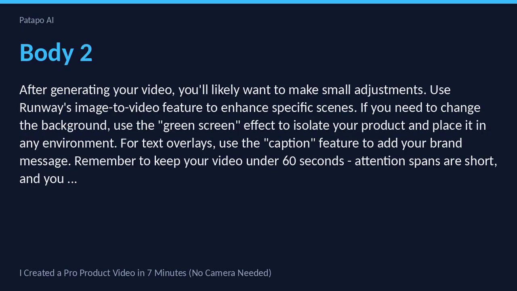After generating your video, you will likely want to make small adjustments. Use Runway's image-to-video feature to enhance specific scenes. If you need to change the background, use the green screen effect to isolate your product and place it in any environment. For text overlays, use the caption feature to add your brand message. Remember to keep your video under 60 seconds. Attention spans are short, and you want to keep viewers engaged.